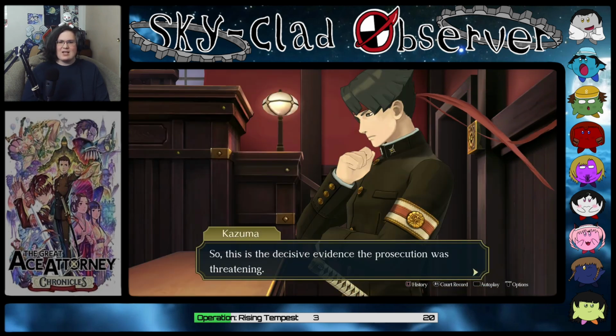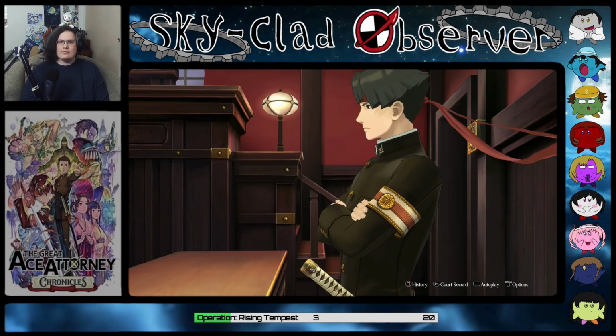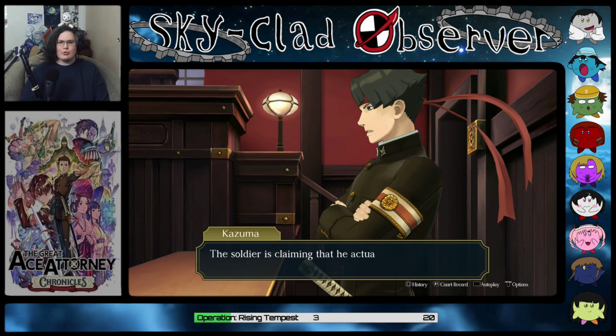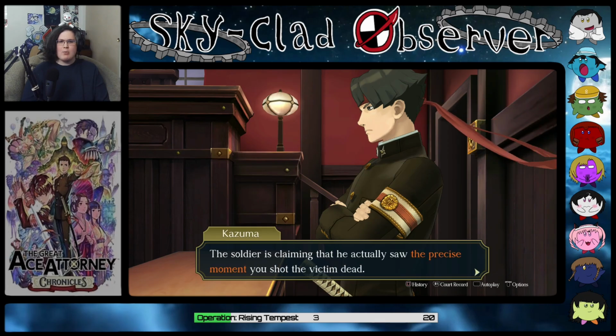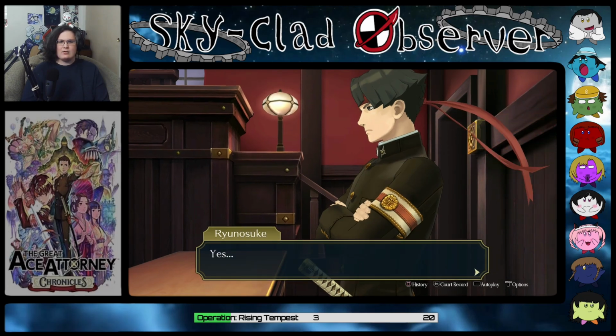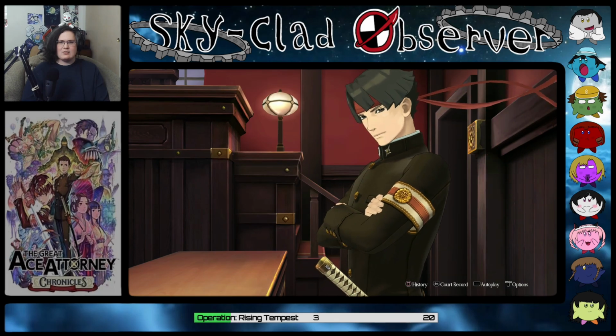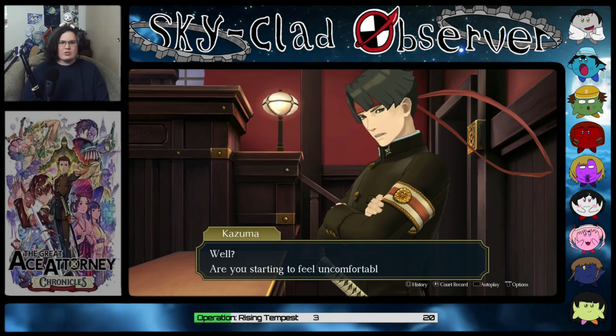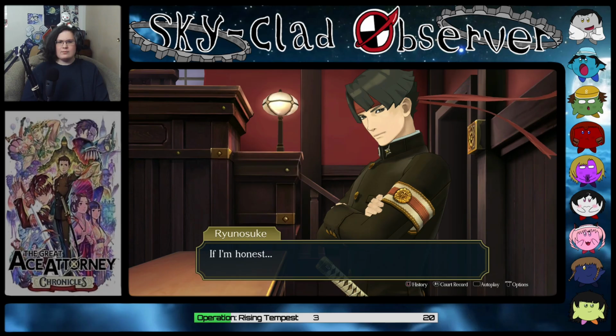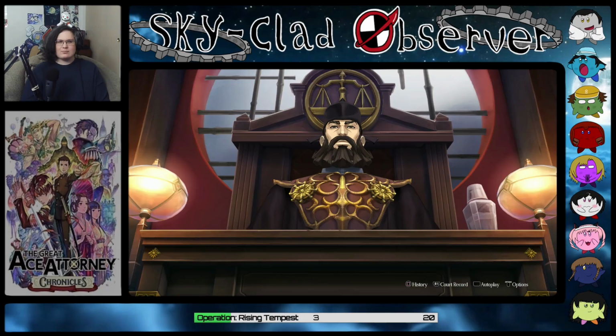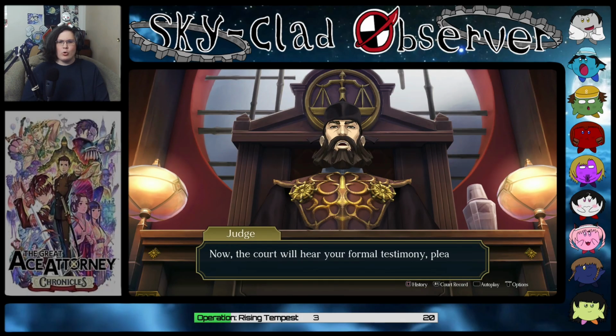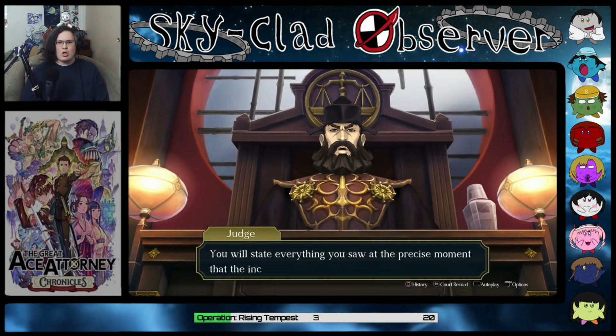So, this is the decisive evidence the prosecution was threatening. The soldier is claiming that he actually saw the precise moment you shot the victim dead. Yes. Well, are you starting to feel uncomfortable? If I'm honest, I was feeling uncomfortable from the start. Now, the court will hear your formal testimony, please. You will state everything you saw at the precise moment that the incident occurred.